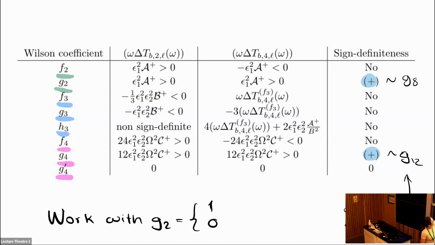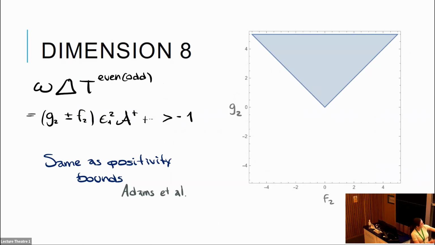Now, of course, your Wilson coefficient space is enormous now, so I just show some slices. The simplest case that was found again in Adams et al. a while ago is on these leading order operators. Positivity bounds give you exactly the same. So at leading order, you simply reproduce the same, but this was known.